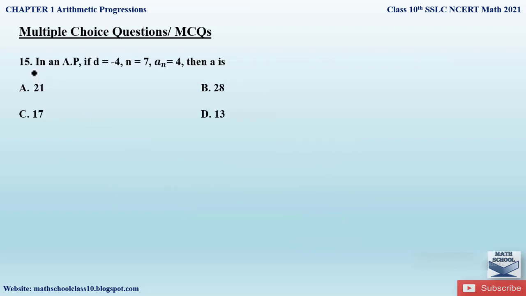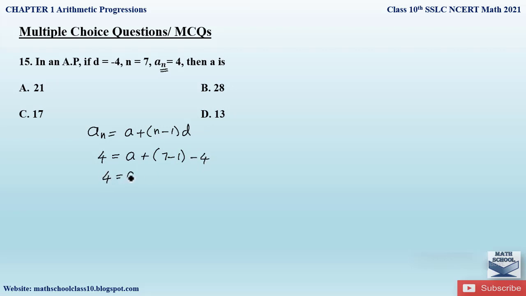The next question is question number 15. In an AP, if D equals -4, N equals 7 and AN equals 4, then what is the A value? So here, since they have given us the AN value, we will use the formula of AN. So AN is equal to A plus N minus 1 into D. So they have given us the AN value, which is equal to 4.